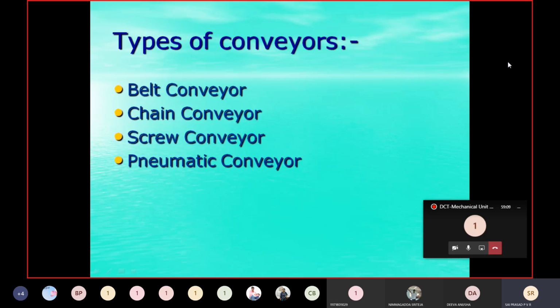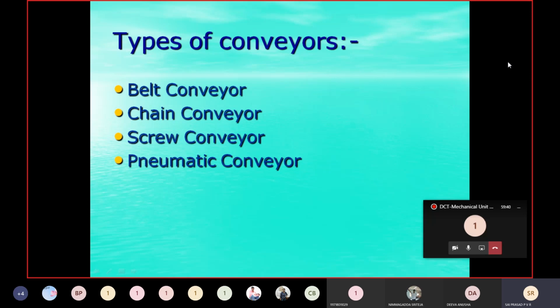Then the next one, what are the types of conveyor belts? There are only 4 types, and in our examination, belt and pneumatic conveyors are frequently asked, because chain and screw conveyors are intricate. So to draw this diagram is very difficult. Because of this, he will be asking more questions on belt conveyors and pneumatic conveyors, and in the majority of cases he will ask only one question: explain in detail with a neat flow chart the working of any 2 conveyors.